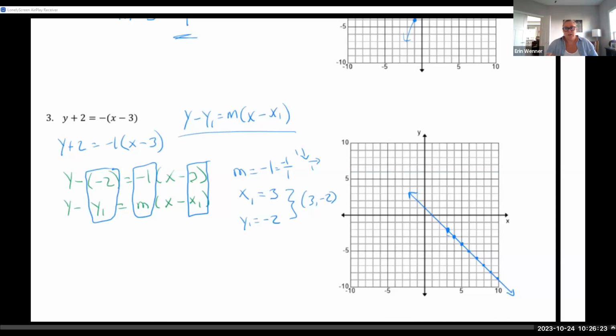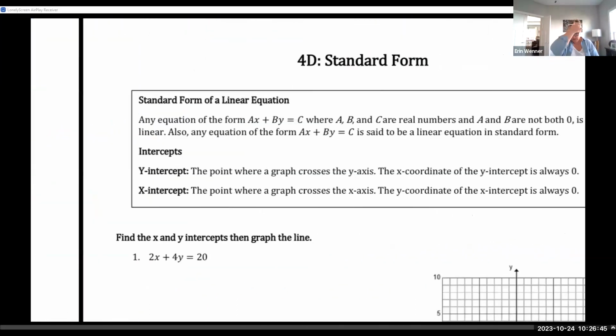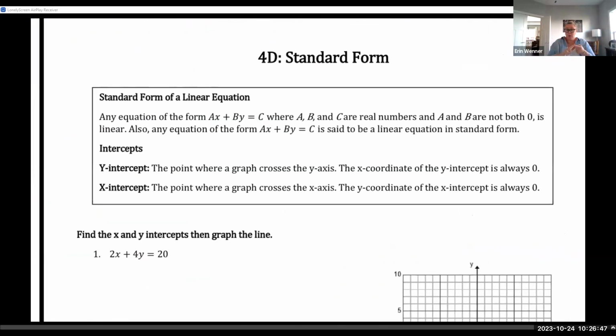So our schedule has us doing a little bit of 4D, and so I'm just going to get into that a little bit, and this is just that last form of a line that we want to talk about, which is standard form. And standard form is when we have x and y on the same side of the equal sign, okay? And so again, we've had slope intercept form.